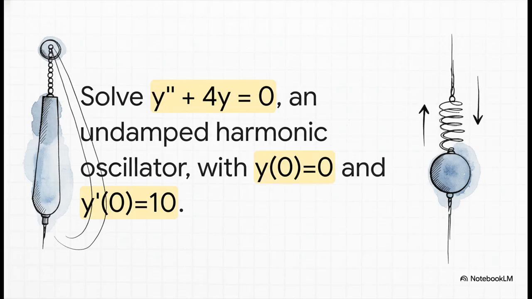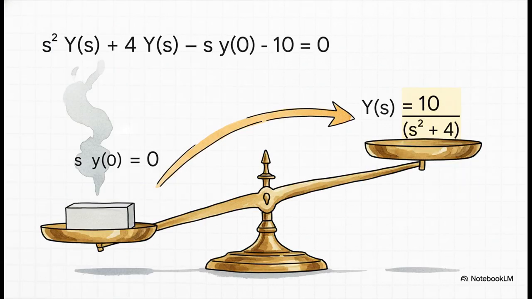This is the equation that describes things like a simple pendulum or a mass bouncing on a spring. So we're starting from rest at the origin, but we're giving it an initial kick, an initial velocity of 10. So let's transform it. The y double prime becomes s squared y of s minus s times y of 0 minus y prime of 0.